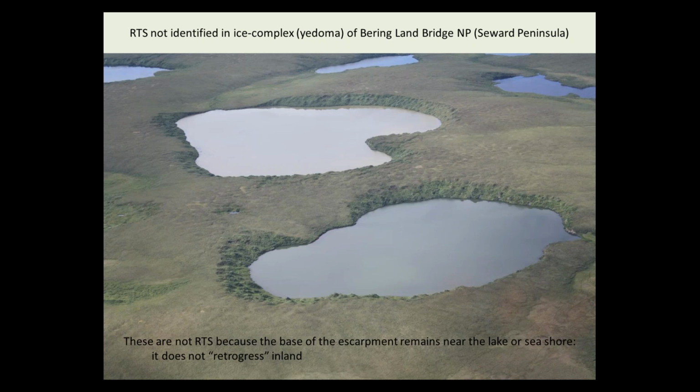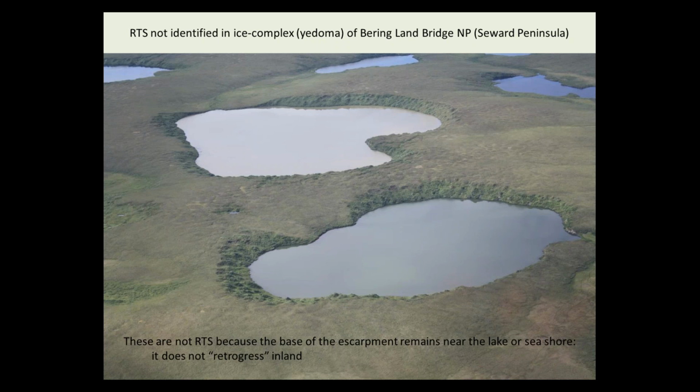But what was interesting is that I didn't identify these as being retrogressive thaw slumps because, strictly speaking, a retrogressive thaw slump should move away from the water. The thermokarst that occurs in Bering Land Bridge on the Yedoma sediments, basically the slope ends in the water. It could be either the ocean or a lake, and they tend to not eat their way inland like a retrogressive thaw slump should. They pretty much stay right by the shore, and they don't go a long ways in. So those are not, strictly speaking, retrogressive thaw slumps. They're just thermokarst.